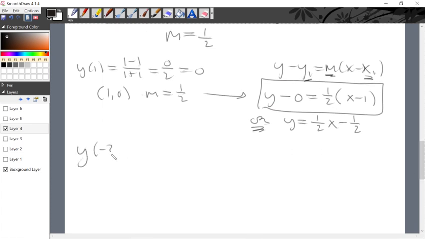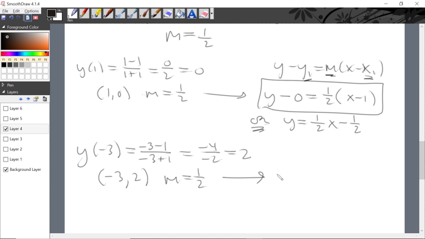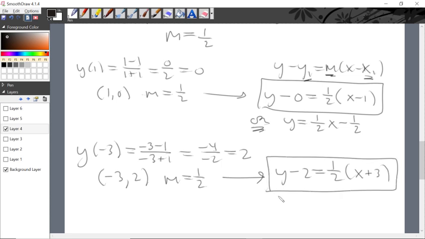Now y of negative 3. Plug negative 3 into the original function to find the y value of the point. Negative 3 minus 1 over negative 3 plus 1 is negative 4 over negative 2. That equals 2. So the point has coordinates (-3, 2), and the slope is equal to 1/2. So y minus 2 is equal to 1/2 times x minus negative 3, or x plus 3. And that is the equation of the other tangent line then.